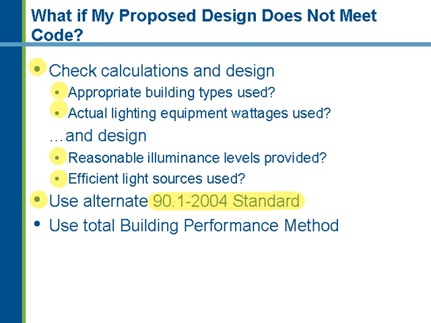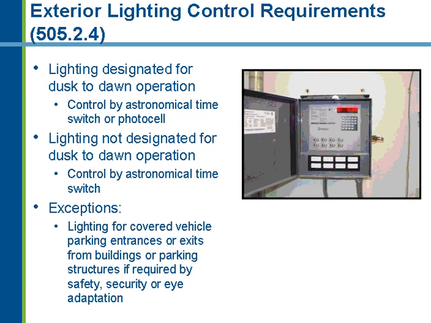If that doesn't work, there's another option, which again is using the total building performance method that we talked about briefly before. But this, of course, involves whole building modeling. It's a lot more work. And again, you may want to only consider that with a larger, more complicated building. That pretty much sums up what's required for interior lighting. Let's move on to the exterior lighting requirements.